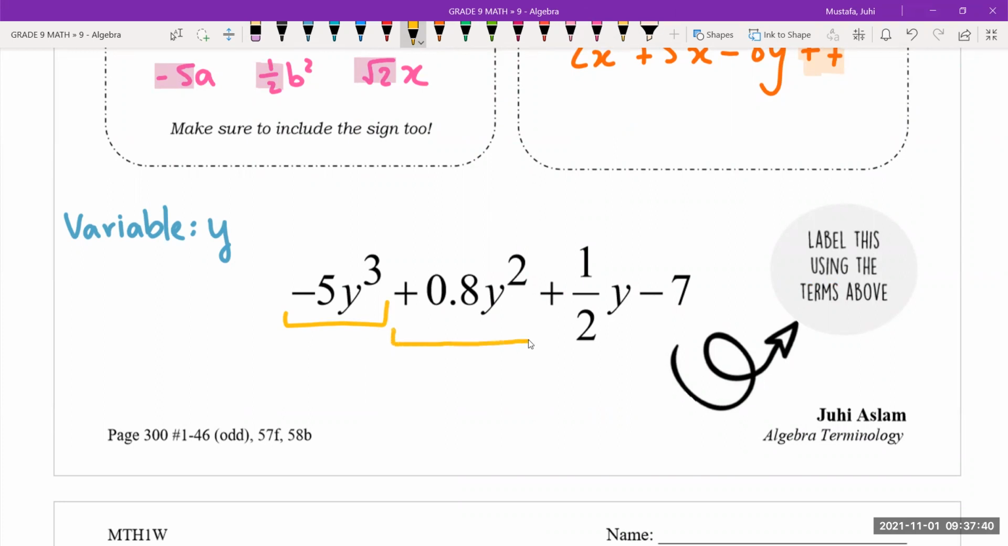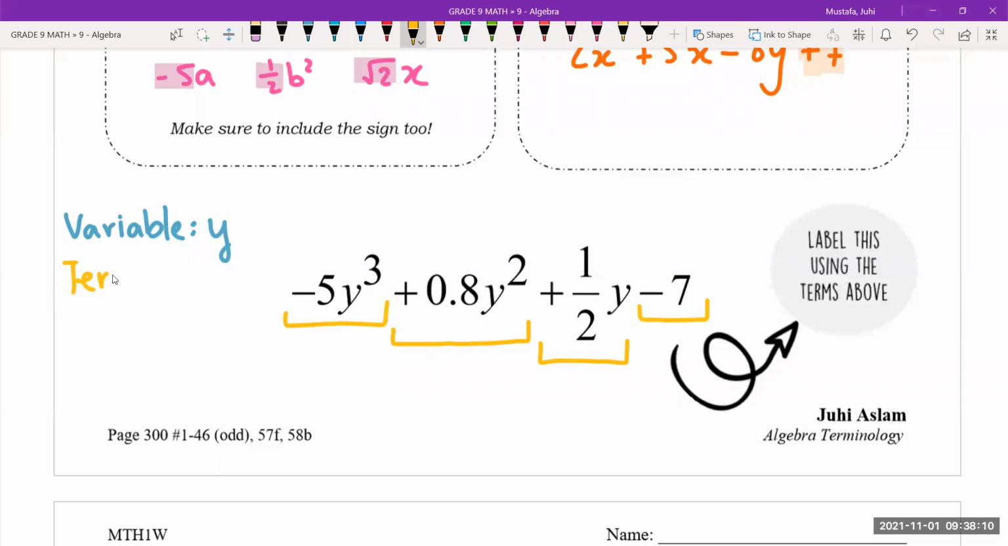Then this right here is a second term. And then a third term. And then a fourth term. And you notice the sign in front of the letter and the number is included. So this term right here, I'm going to call negative 5y cubed. This term here is positive 0.8y squared. This term here is positive a half y. And this term right here is negative 7.